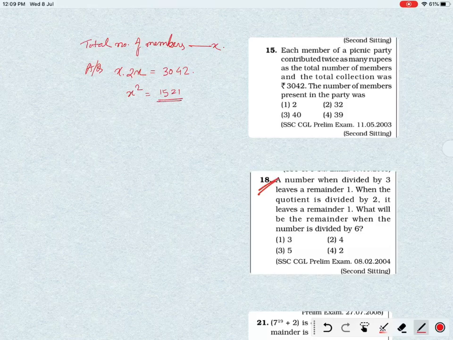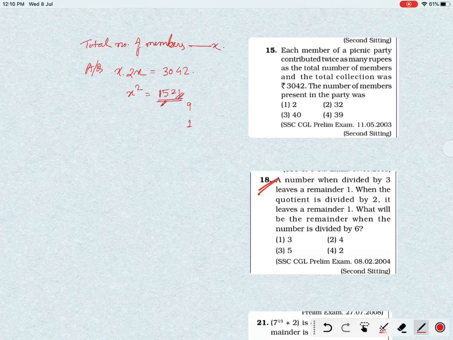Now we need to find the square root of 1521. I hope you guys are familiar with finding the square root. Otherwise I'll come up with another video where I'll teach. So the last digit is 1. It can be 9 or 1.